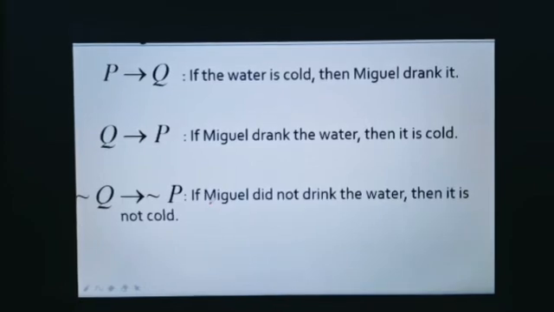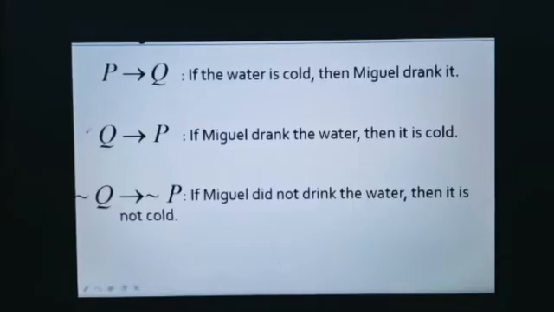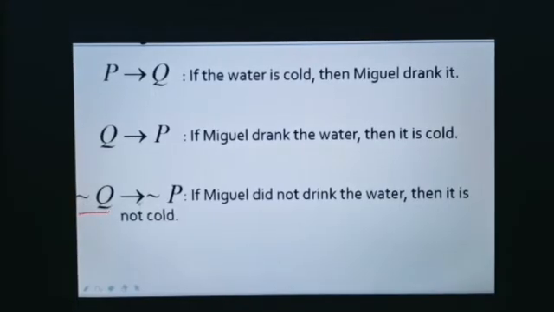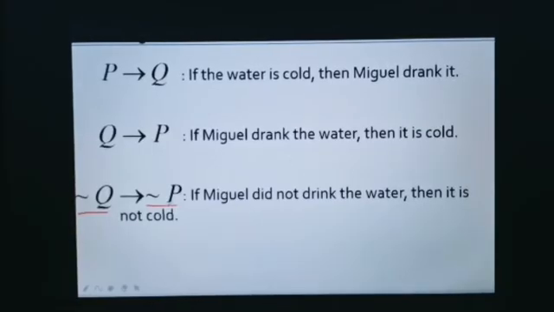Step number one, make first the statement into its conditional proposition. So we have, if the water is cold, then Miguel drank it. After that one, in the second step, make the statement into its converse. So we have, if Miguel drank the water, then it is cold. And for your final answer, write your answer in the form of contrapositive, where you're going to negate the converse of the statement. So that becomes, if Miguel did not drink the water, then it is not cold.